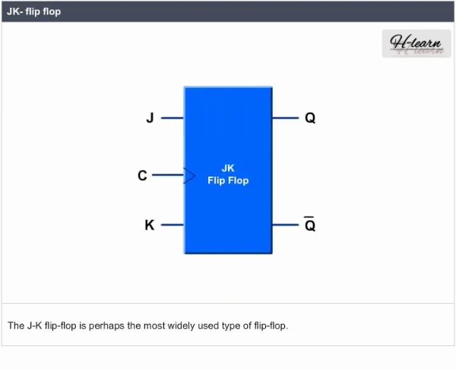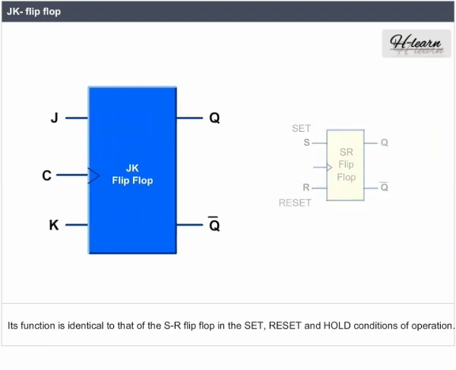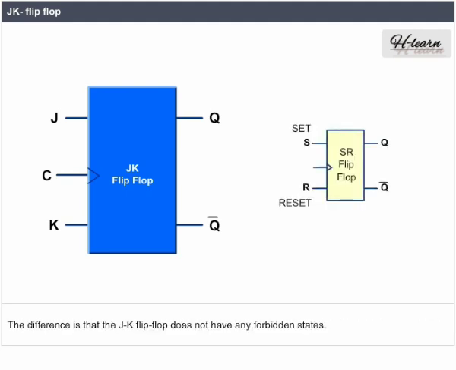JK flip-flop. The JK flip-flop is perhaps the most widely used type of flip-flop. Its function is identical to that of the SR flip-flop in the set, reset, and hold conditions of operation. The difference is that the JK flip-flop does not have any forbidden states.